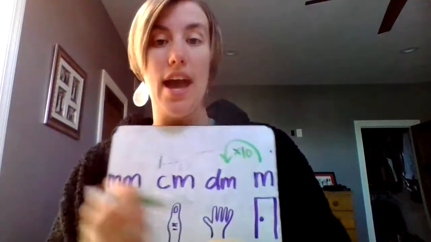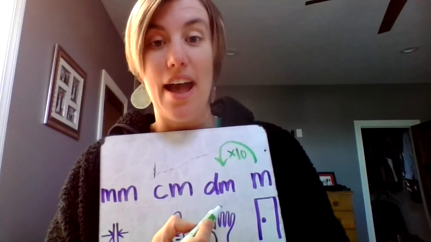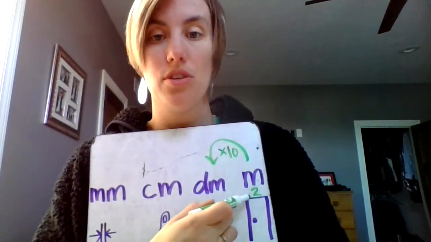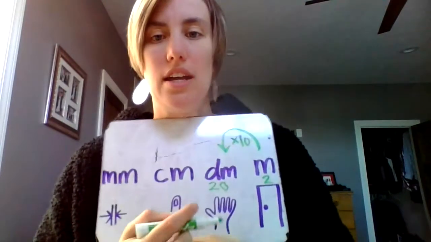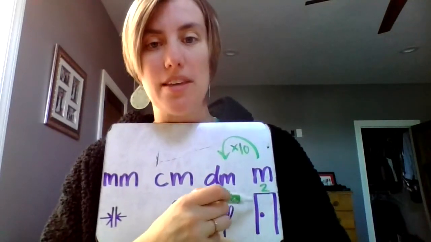So we're multiplying this times 10. So if we have 2 meters, we're going to multiply 2 times 10, and that is going to give us 20. It takes 20 decimeters to cover the space of 2 meters. So 2 doors, 20 hands, right? When we're hopping from spot to spot, we are multiplying by 10.